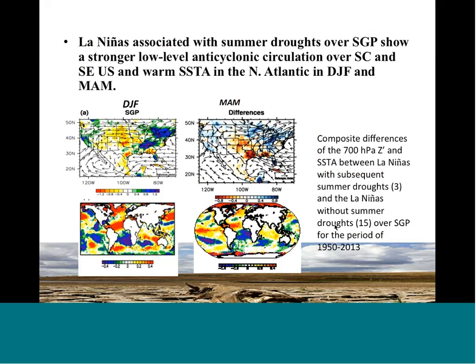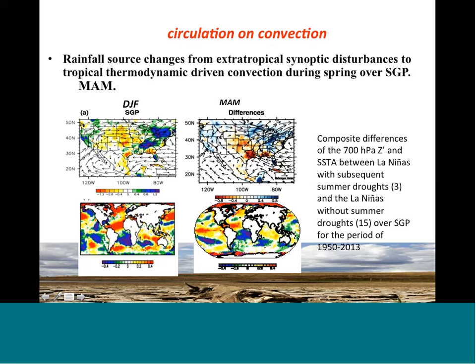Drought over southern Great Plains. On the left two columns, this shows the wind and the wind anomalies, the difference in 700 millibar wind and precipitation for DJF and also for March, April, May. As you can see, there is stronger anticyclonic circulation for those La Ninas during the winter, for those La Ninas that were followed by summer drought.